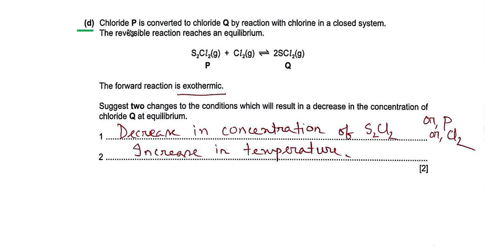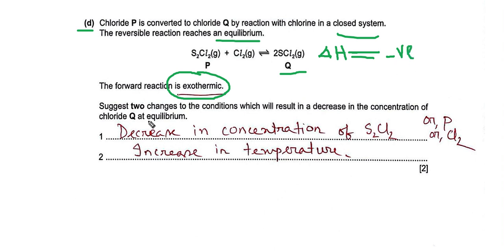Part D. Chloride P is converted to Q by reaction with chlorine in a closed system. The reversible reaction reaches an equilibrium. The forward reaction is exothermic, which means the delta H value is negative for the forward reaction. Energy, heat, is produced.